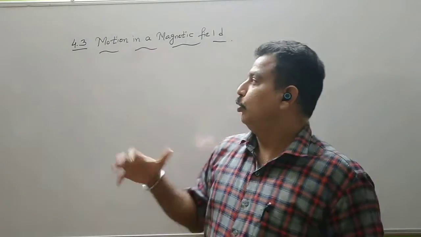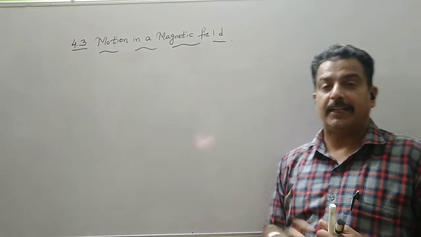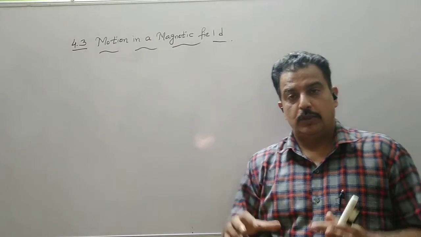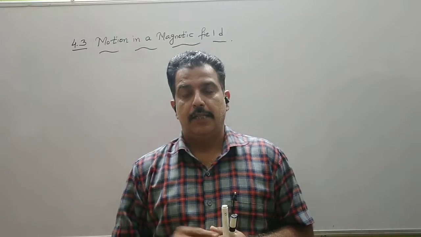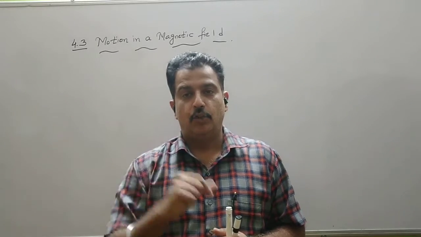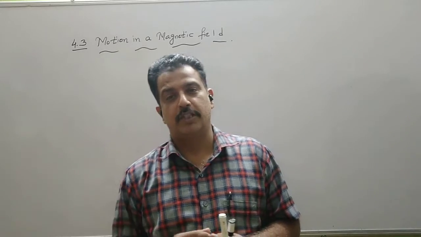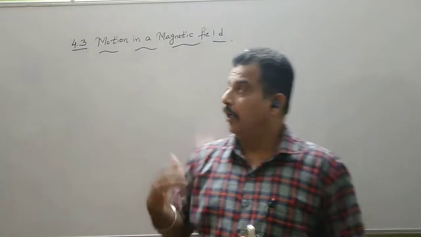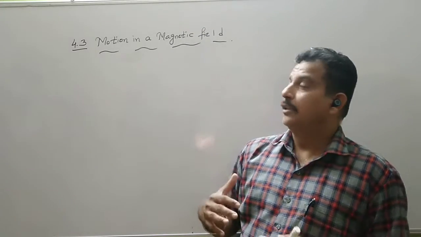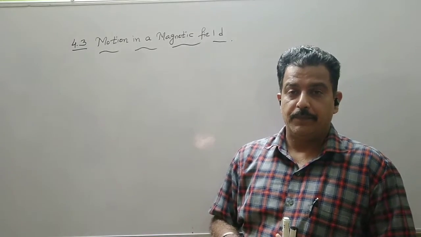Now let us move to a new topic, 4.3, that is motion in a magnetic field. So we have studied that when a charged particle enters a magnetic field moving with velocity v, the magnetic force was given by q v cross B vector. Now we will further investigate the motion in detail.